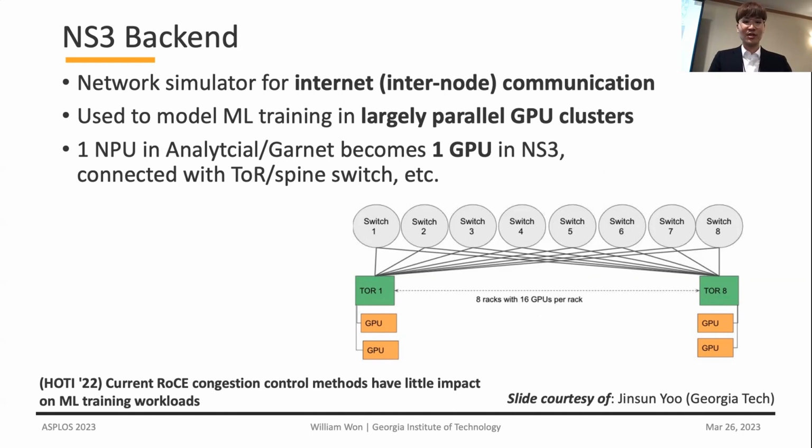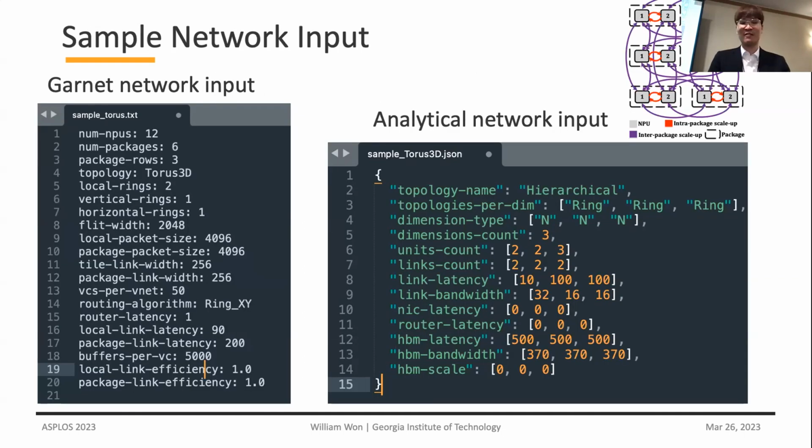For each network backend, because of these different specifications and characteristics, we can have different network input files. So this is the quick explanation of the network layer.